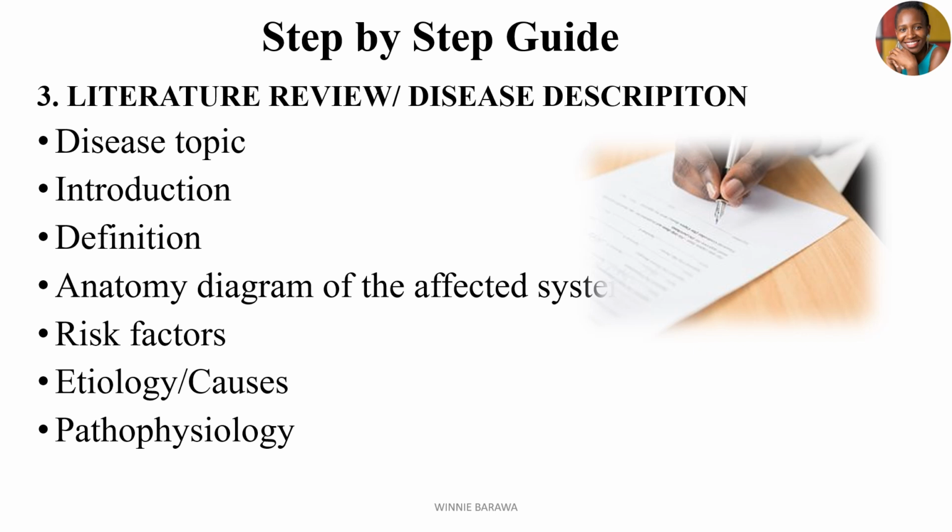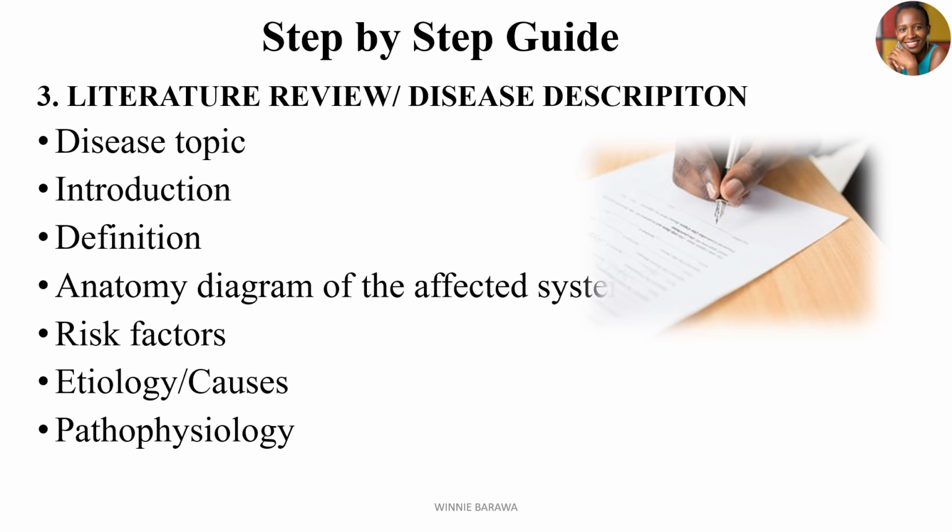So I'll have an introduction. In that introduction part, we are doing a brief analysis of the disease burden, like what is the prevalence of this disease, what is the current challenge, like just tell us about that disease briefly, and then you flow with the definition, the anatomy, the diagram of the anatomy of the affected system by naming its parts, describing the changes, and then you go to risk factors, you go to etiology or causes, followed by pathophysiology. Literature review doesn't end at pathophysiology. It flows to the next part.